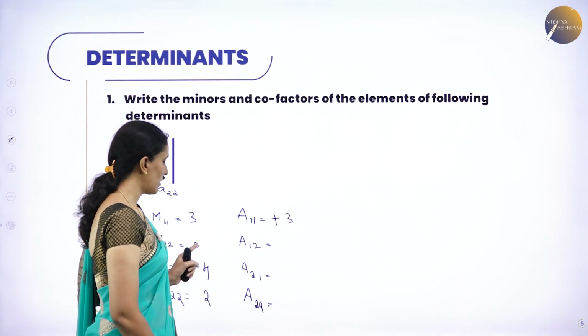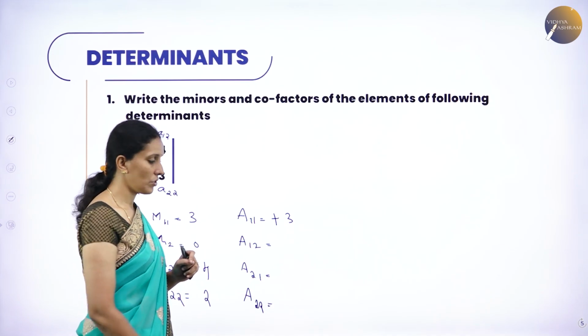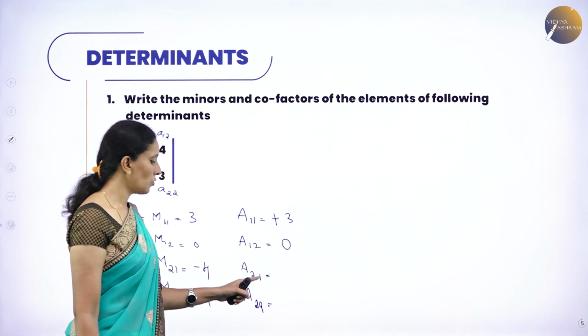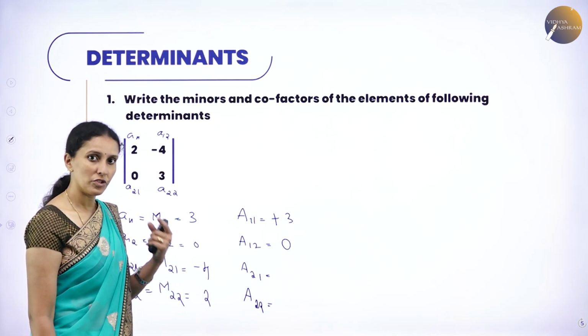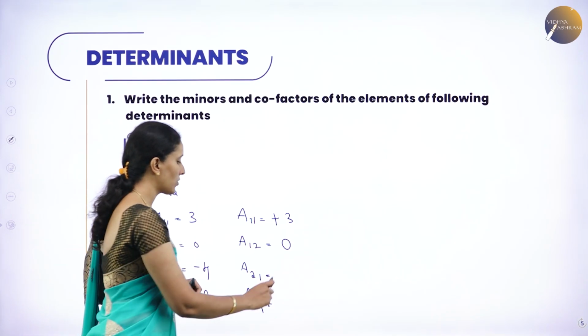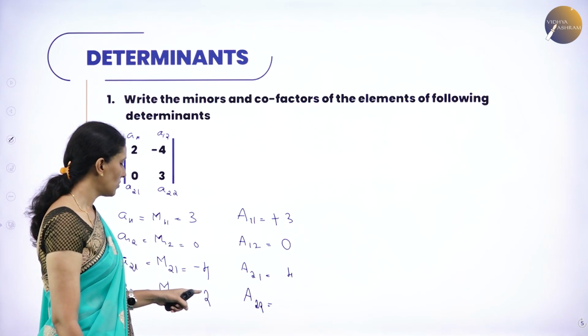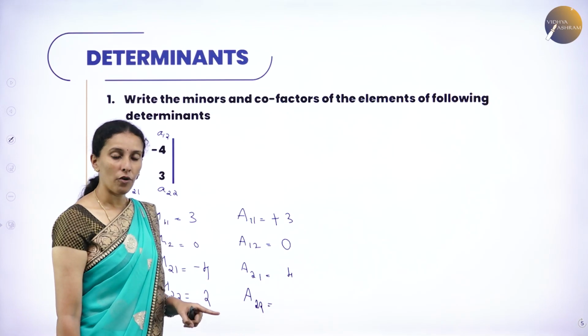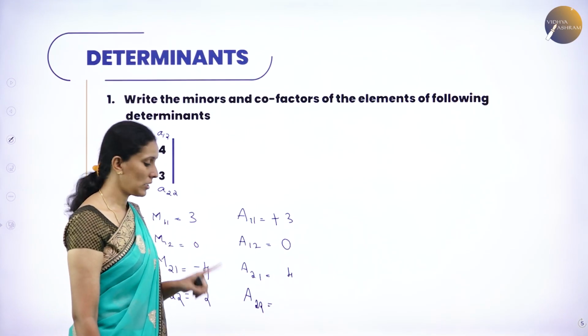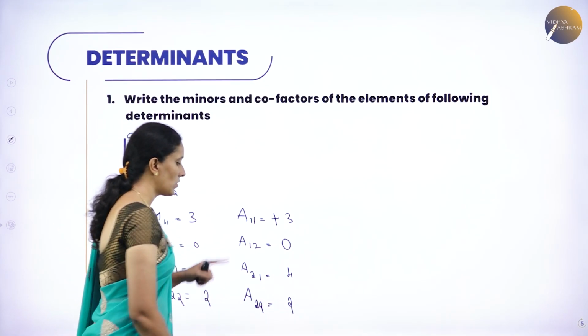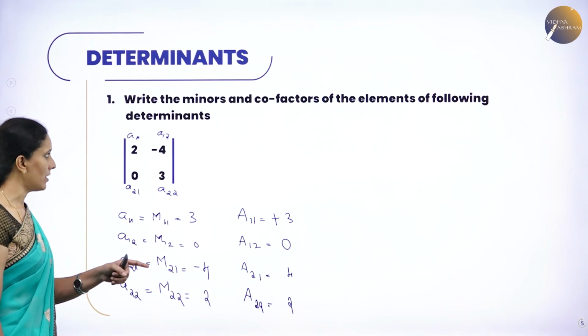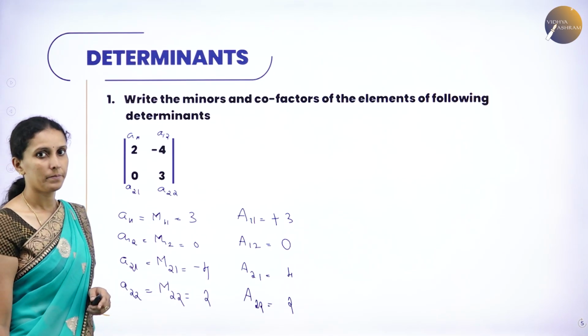So this is minus, so we can't write -0 because 0 is neutral, so the answer is 0. So for 2, 1 it will be (-1) whole cube, which is -1. -1 into -4 becomes +4. So this is the cofactor. Next is 2, 2: 2 and 2 are 4, (-1) whole power 4 is again positive, so it is 2. So these are the cofactors and minors of this determinant.